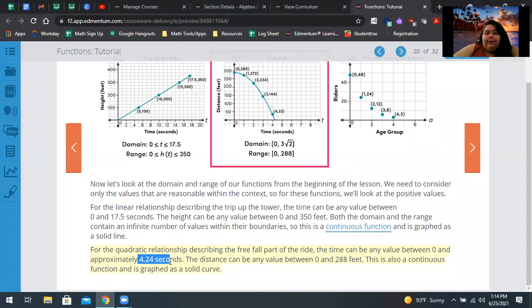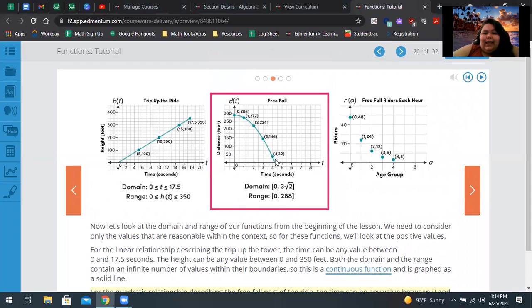It looks like the free fall when they drop you. So once you reach the top at 288 feet, which makes sense, right? Because the tower itself is 350 feet. You're not going all the way to the top, right? There's always a sign and you reach up close to the sign. And then that's when you do the free fall.